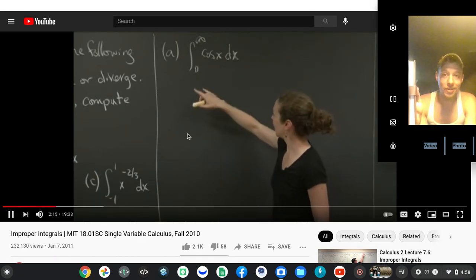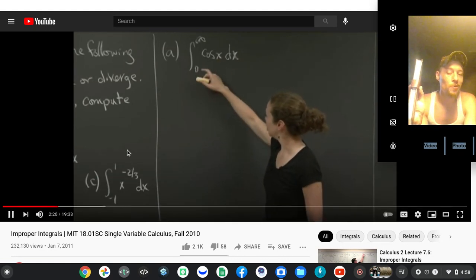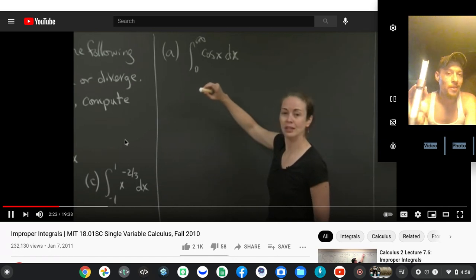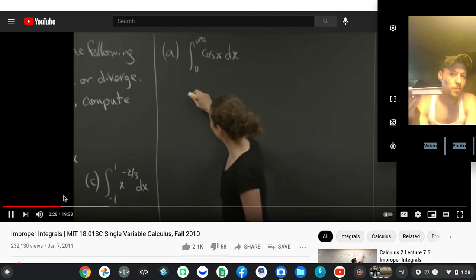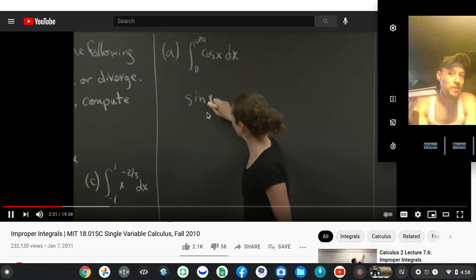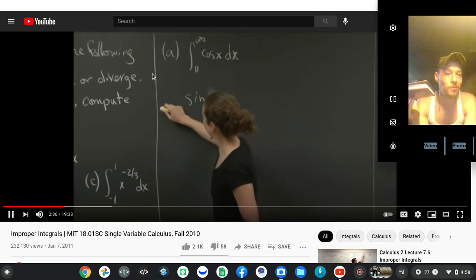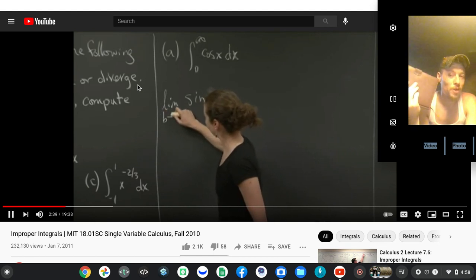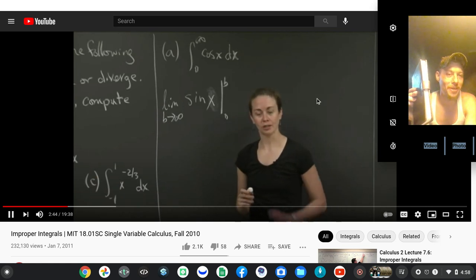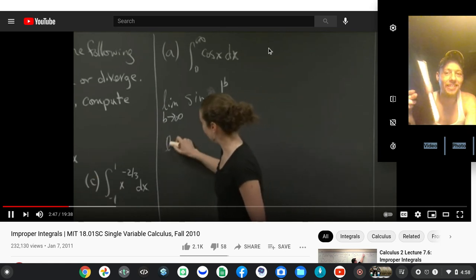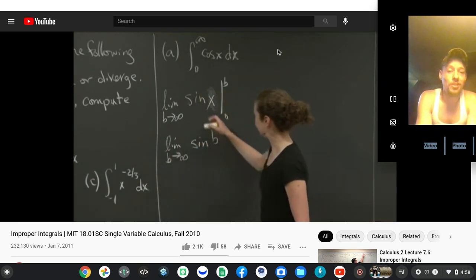But let's look at what we get when we try to evaluate this. If we take the antiderivative, the antiderivative of cosine is just sine x. Sorry, it's just sine x. Right? The derivative of sine is cosine. So we get sine x, and we're supposed to take the limit as b goes to infinity of sine x evaluated from 0 to b. And so this is pretty straightforward. Again, now it's the limit as b goes to infinity of sine b, because sine of 0 is 0.